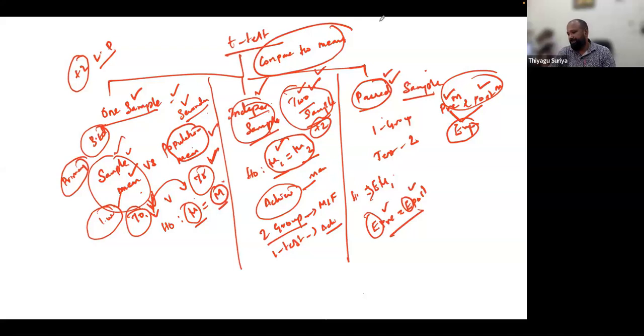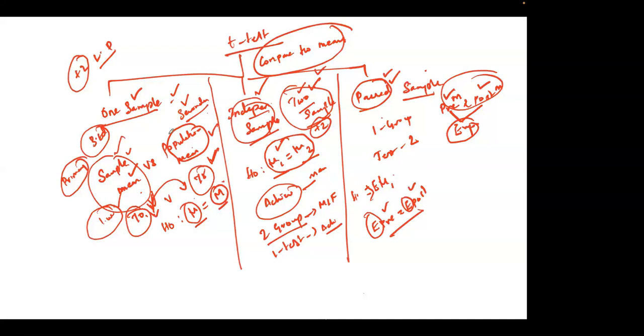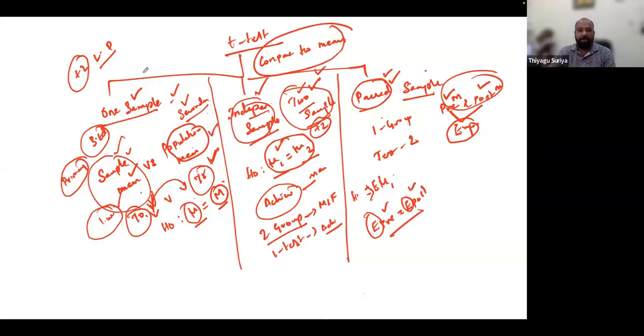Any doubts, please? So basically, how many types of t-test are there? Three. Generally, instead of learning them independently, kindly learn them like this: one sample t-test, two sample t-test, paired sample t-test. Then you can understand the differences.